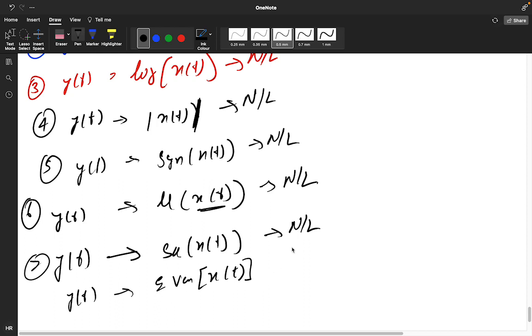it is linear. We checked that x of t plus x of minus t divided by 2 was linear.